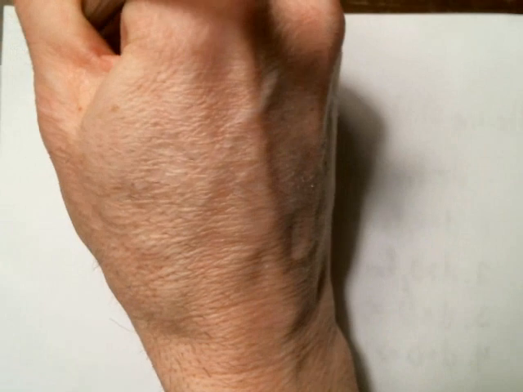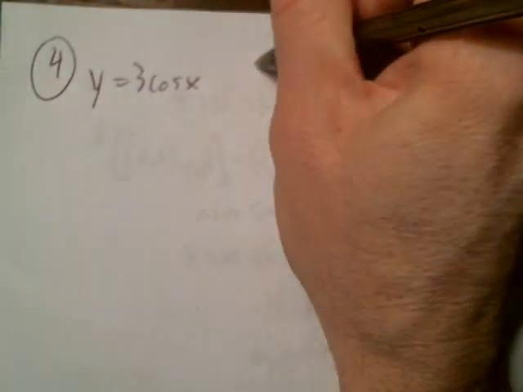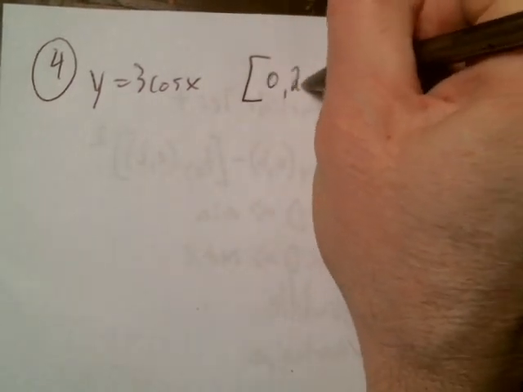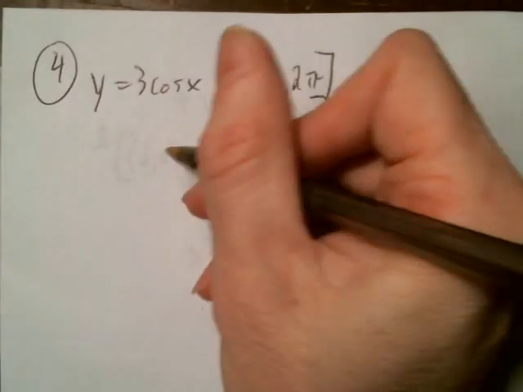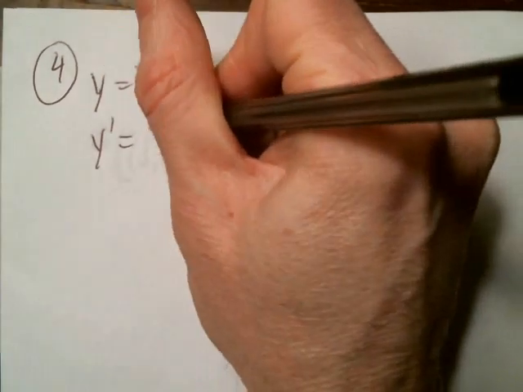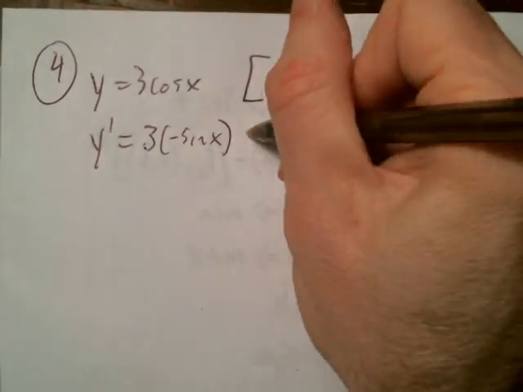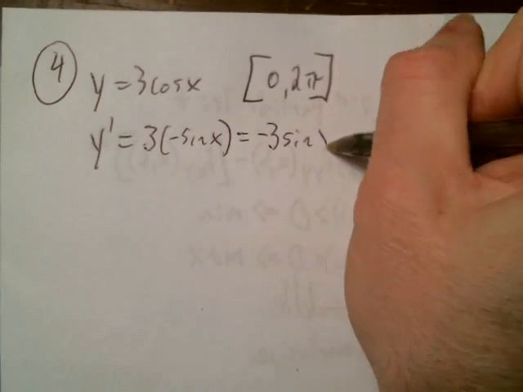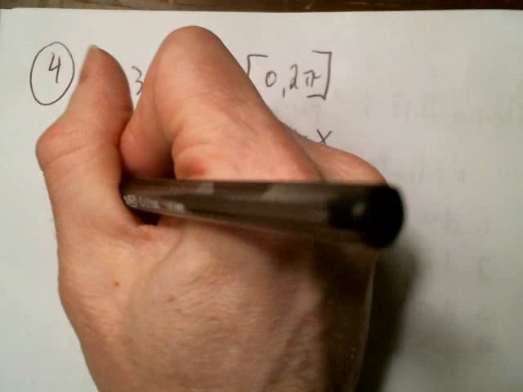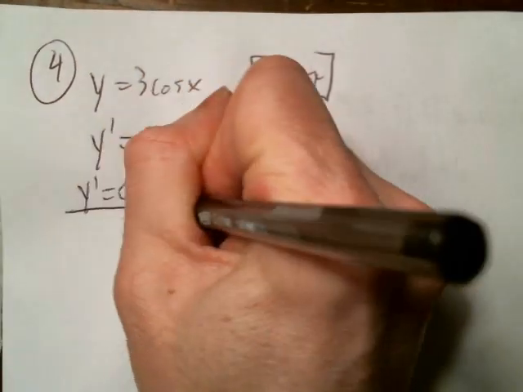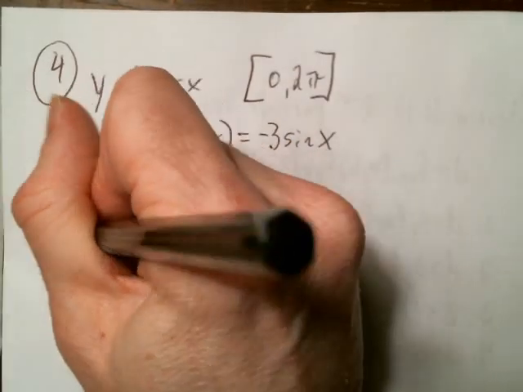So this is problem 4. We have y equals 3 cosine x on the interval from 0 to 2 pi. Okay, so take its derivative. Y prime is 3 times negative sine x, right? Which equals -3 sine x. And then I want to find where it's equal to 0 on that interval. It's from 0 to 2 pi. So you think about the unit circle.